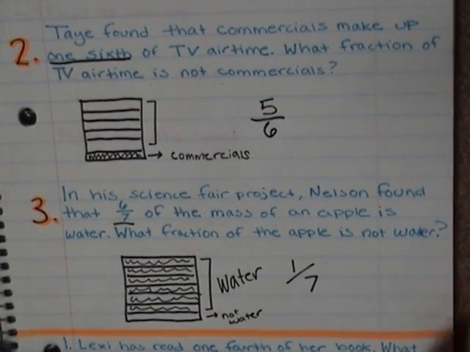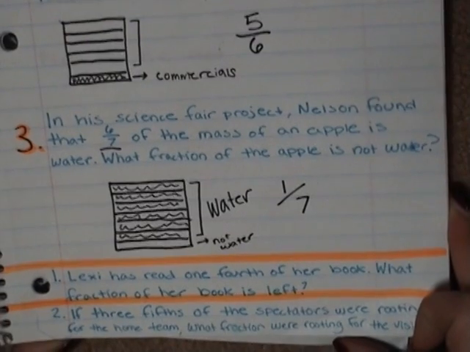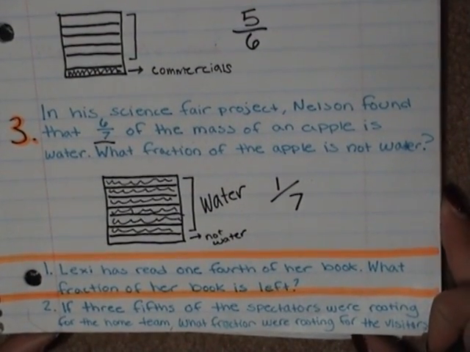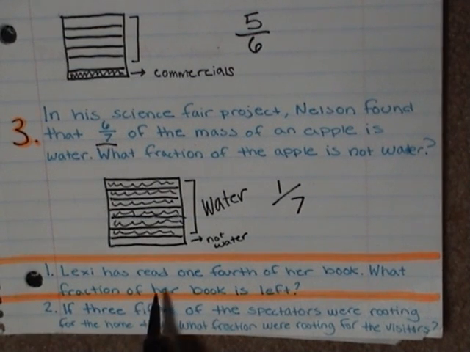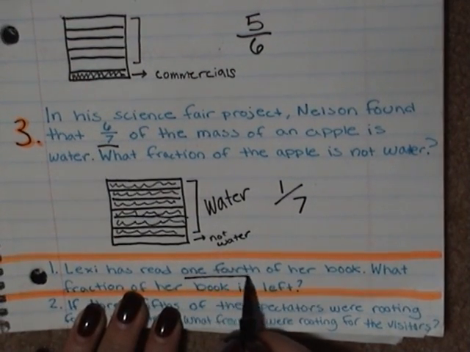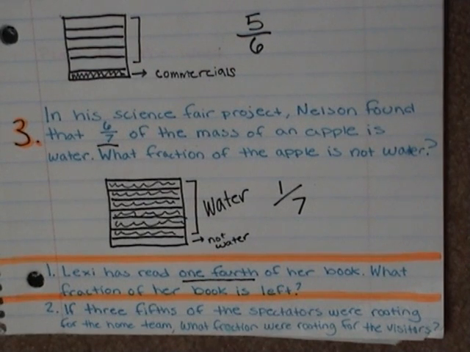Today, you only have 2 questions for your lesson practice. So I'm going to read them to you. It says, Lexi has read 1/4 of her book. What fraction of her book is left? Number 2, if 3/5 of the spectators were rooting for the home team, what fraction were rooting for the visitors? Go ahead and do these 2 problems and leave them at the bottom of your notebook, and we will check them tomorrow morning.